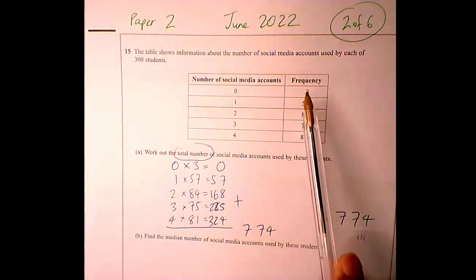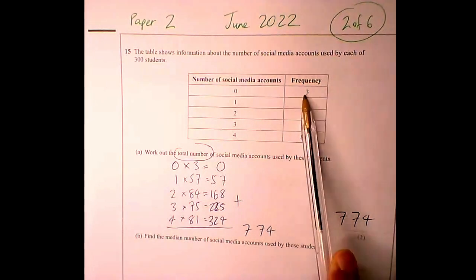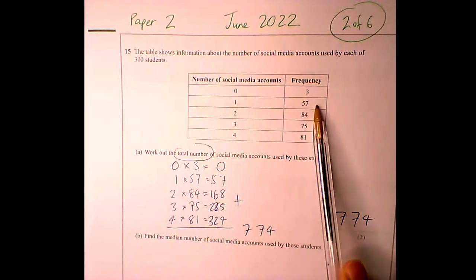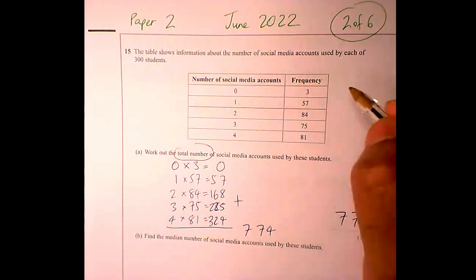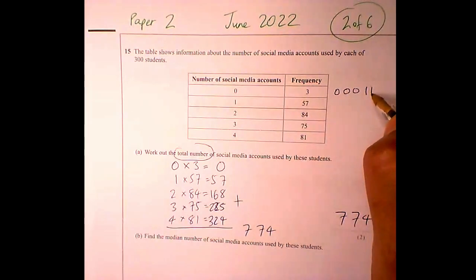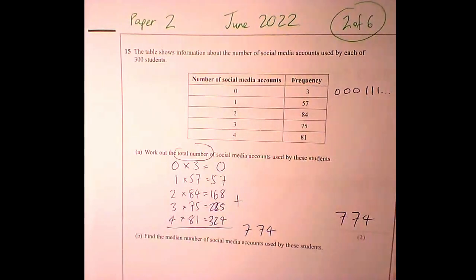And the frequency is a guide telling us 0 happens 3 times. 1 happens 57 times. So if you were to write it out, you would write it out 0, 0, 0, then 1 57 times, and so on. So that is a lot of work. So we need a kind of shortcut to work this out. So for a median from a table, we have these steps.